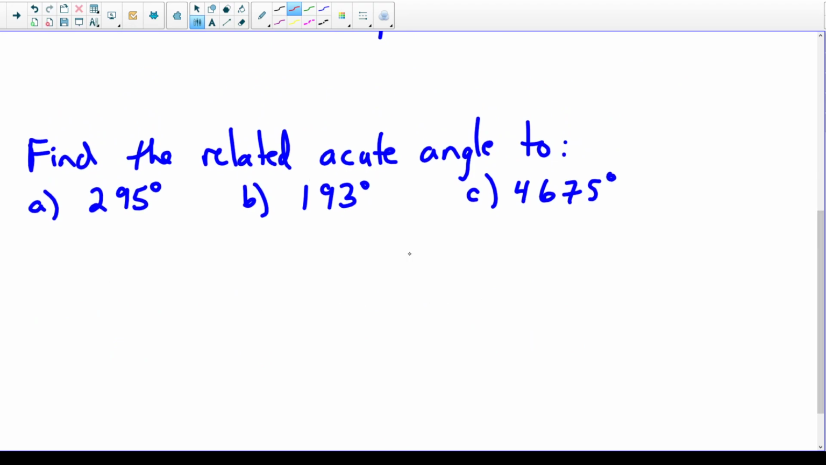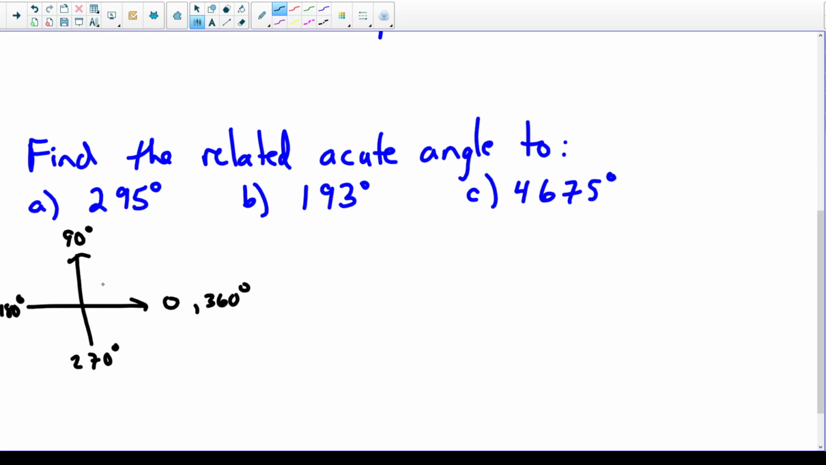Okay, so I could ask you to find the related acute angle to any one of these angles. Now, C is going to be a particularly interesting one. But for a lot of these, you might not even have to do a lot of math. I like to draw out where the terminal arm would be. So where is 295? Well, you need to know the base angles of 0, 90, 180, 270, and 360 to be able to figure that out. And I hope you already know those.